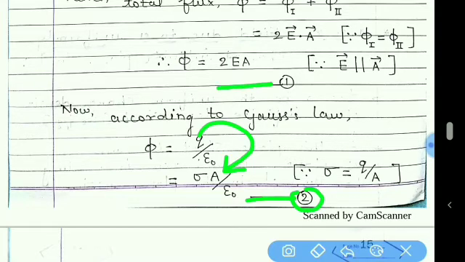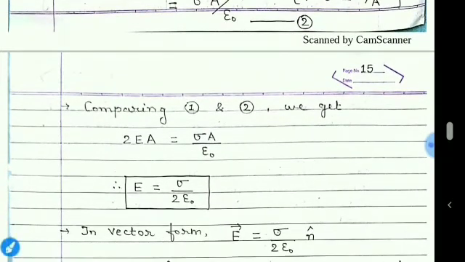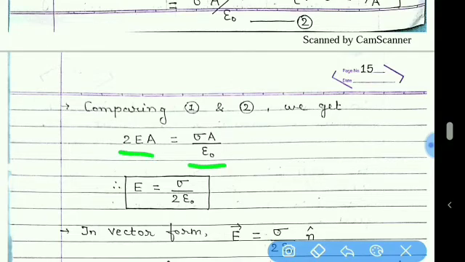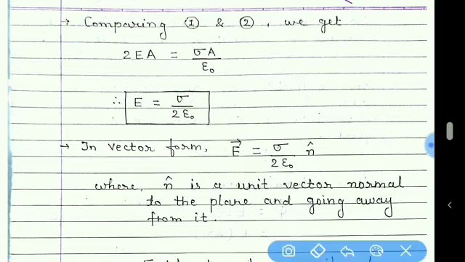Now here this equation number 1 is for the flux, and this is also for the flux, so comparing these two equations we get 2EA is equal to sigma A upon epsilon naught. Now on both sides A cancels, and making E the subject, we get E is equal to sigma upon 2 epsilon naught. So this is the equation of electric field for the surface charge distribution.